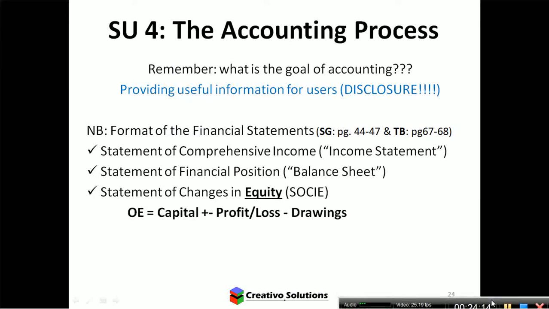Okay, so the formula is OE equals capital plus or minus profit or loss, minus drawings. You actually saw this earlier. It was on one of the separate slides. I just added it to this one as well, just to show the equity side of things, because equity is exactly what the owner is entitled to. Okay, meaning what the owner actually has in terms of worth in the business.